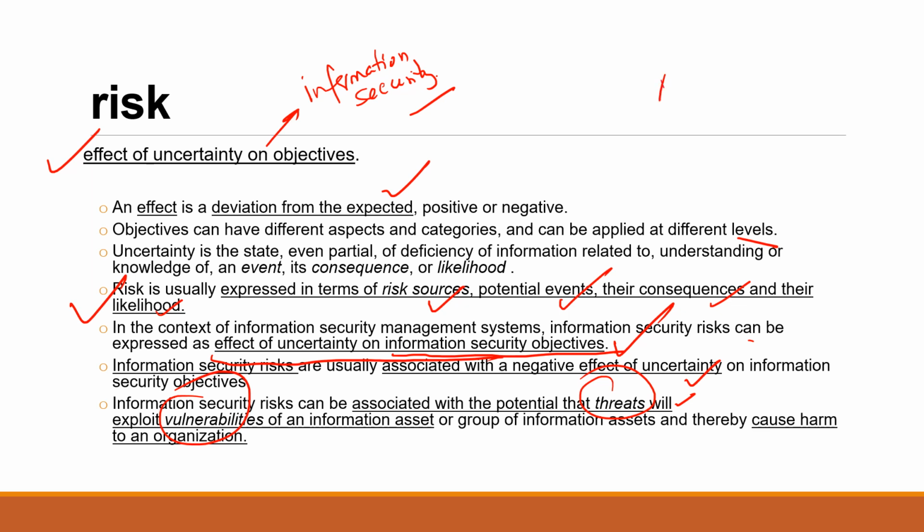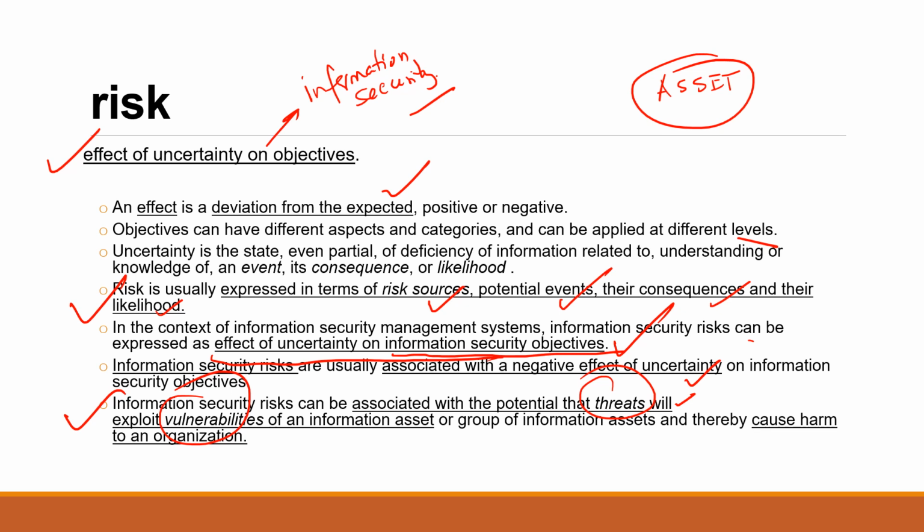There is an asset which has a value, and that's the reason we want to protect it. But this asset may have a certain vulnerability, some weakness, which will be exploited by the threat, and that will result in some harm, some consequences and impact. So information security risk is associated with the potential that threats will exploit. It's not that it always will; there is a possibility, a likelihood, a chance of it.